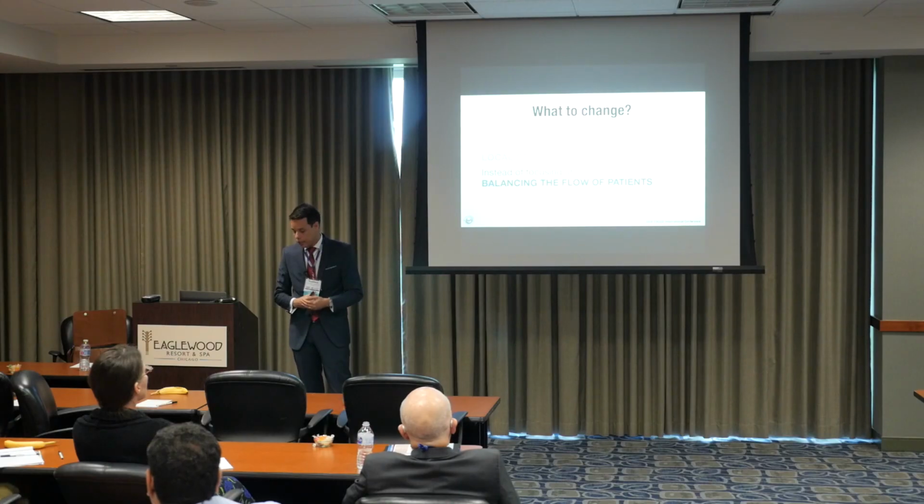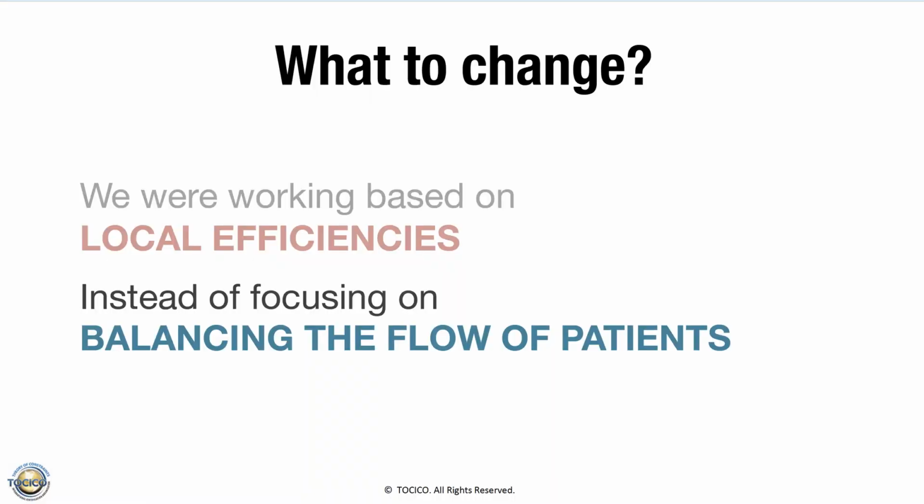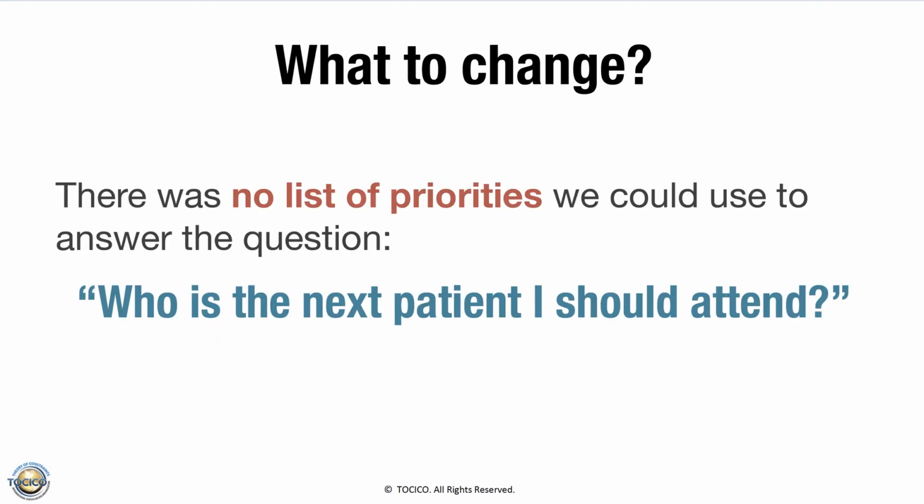We were working based on local efficiency instead of focusing on balancing the flow of the patient. That's the problem we needed to fix. And we didn't have a list of priorities. I didn't know who the next patient was. I needed to have an answer for that. I needed to answer who is the next patient I should attend to.